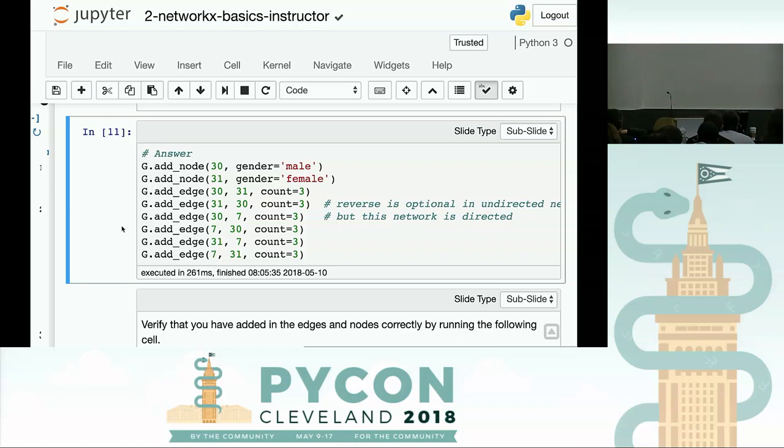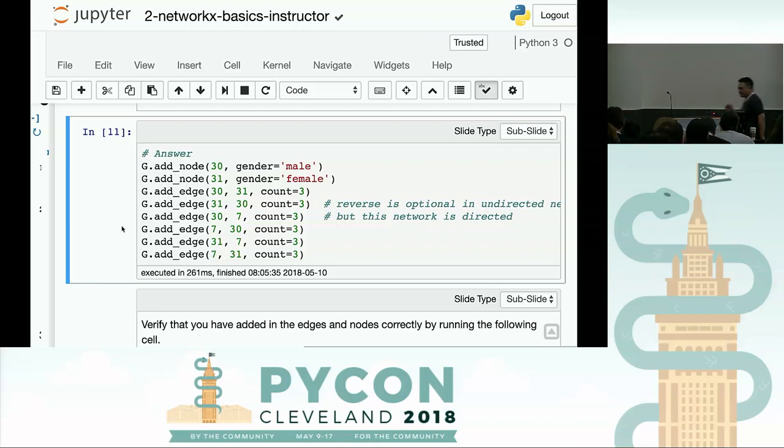Okay, the assert is telling me that the DiGraph doesn't have an attribute edge. Did I? Oh, my bad. It should be dot edges. Edges. Cool. My bad. That's okay. Thank you. I forgot to update the notebook for that. Okay, all right. No problem.